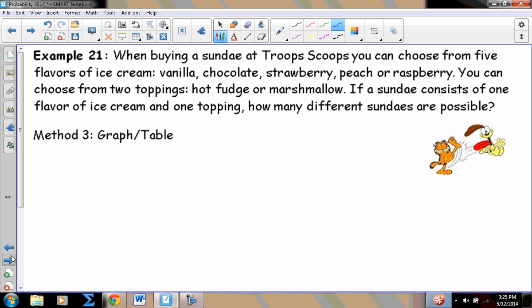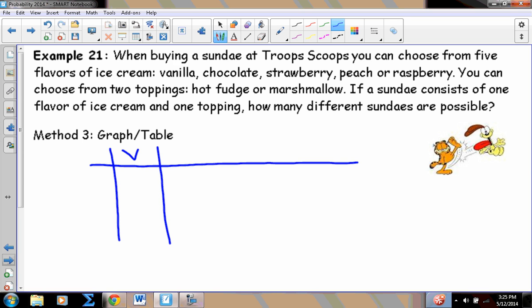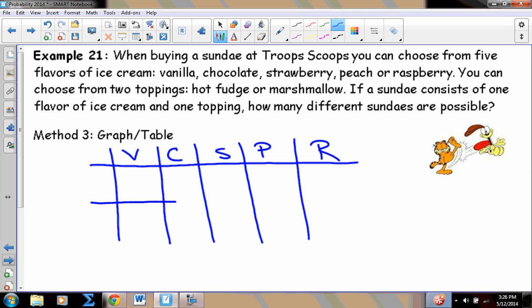A third possibility is to make a table. I can choose vanilla, chocolate, strawberry, peach, or raspberry ice cream. 1, 2, 3, 4, 5. And I can choose from hot fudge or marshmallow.